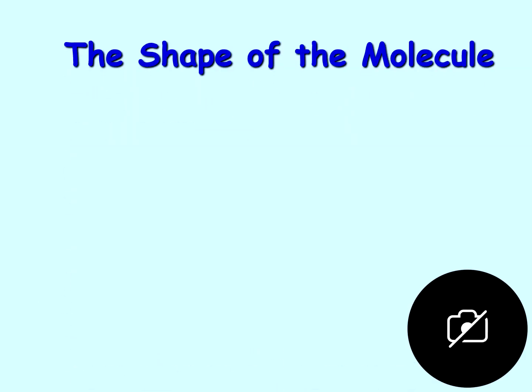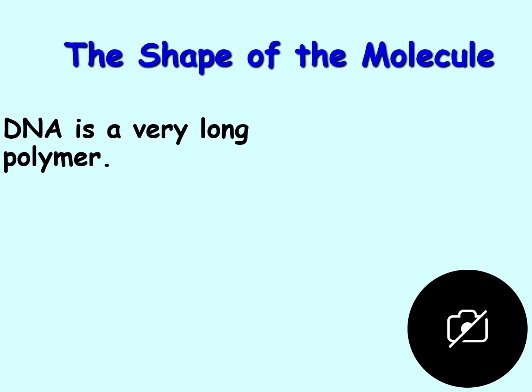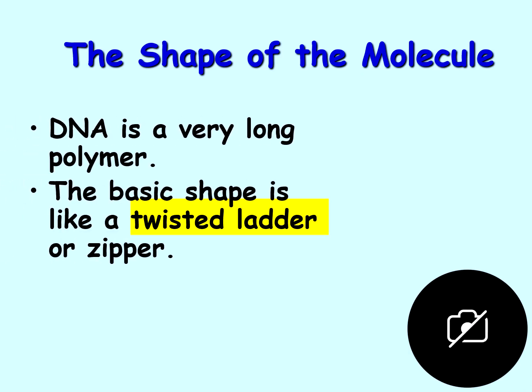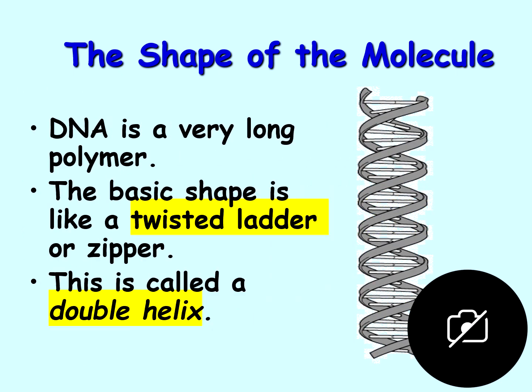So next we're going to get into the structure of DNA, specifically the shape here. So DNA is what we call a polymer because it's made up of smaller parts. And the basic shape of that polymer is called a twisted ladder. Some people say it almost looks like a zipper as well because there's teeth in the middle of a zipper that go together just like there's bases in the middle of a DNA molecule that go together.